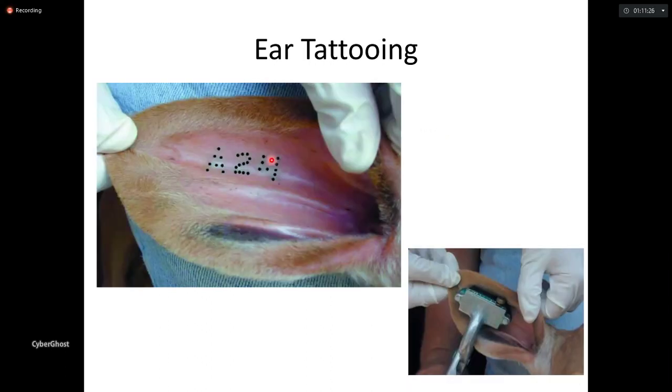This is ear tattooing. This is the tattooing machine. We already discussed that one and I showed that to you. So this is one way of providing an identification method for these animals.